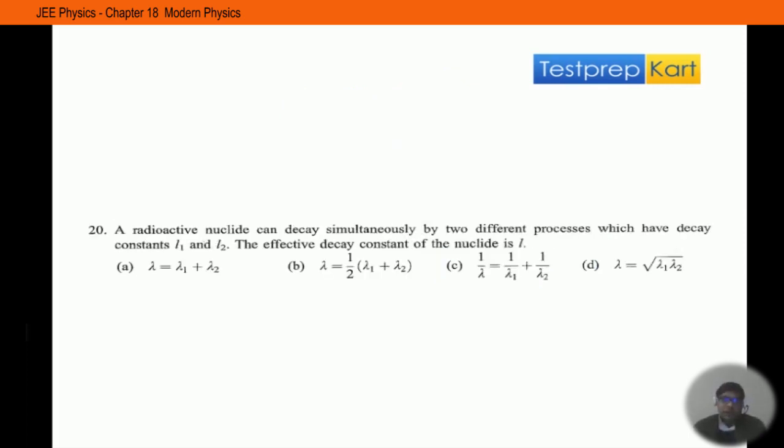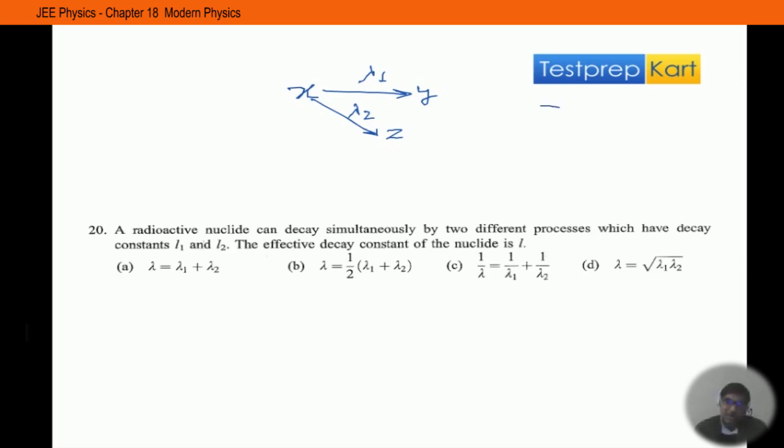Now next is, a radioactive nuclei X decays simultaneously by two different processes which have decay constants lambda 1 and lambda 2. Then the effective decay constant of the nuclei. It means X is decaying with rate lambda 1 into Y, and simultaneously X is decaying with lambda 2 constant into Z. Now we have to find out the effective decay rate.